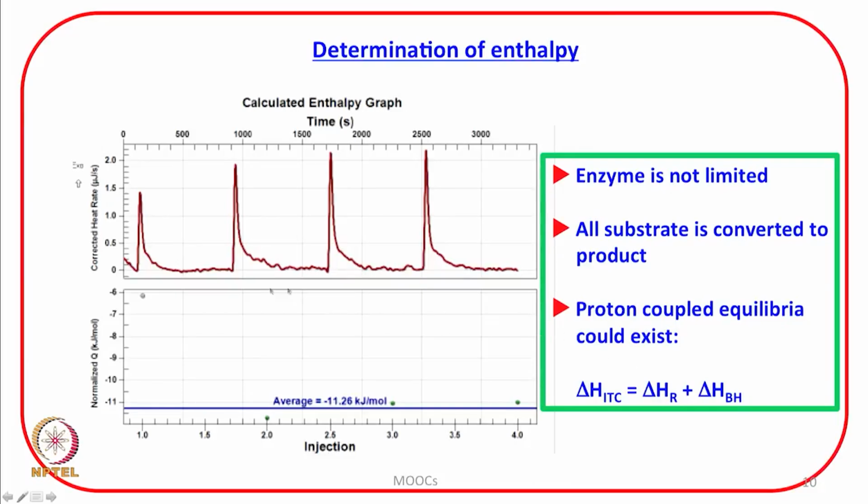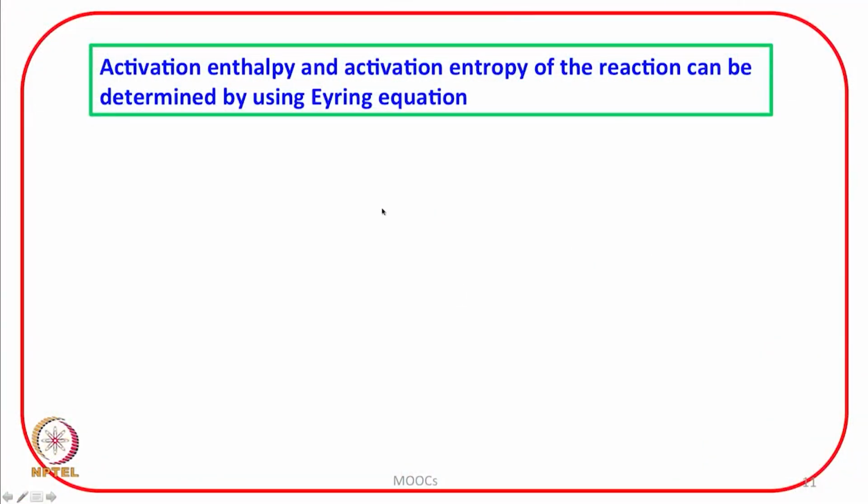So, therefore, if I know delta H, if I know the rate of heat flow, I can derive the kinetic parameters associated with the enzyme catalyzed reaction. Once I know the rate constant, then the activation enthalpy and activation entropy of the reaction can be determined from the Eyring equation. Let us take a look at what the Eyring equation is. This is the Eyring equation, where the rate constant is connected to the Boltzmann constant, temperature, Planck's constant, and the activation enthalpy and activation entropy of the reaction.